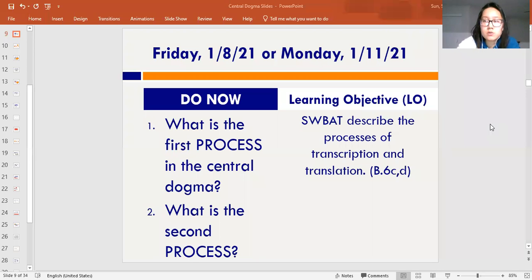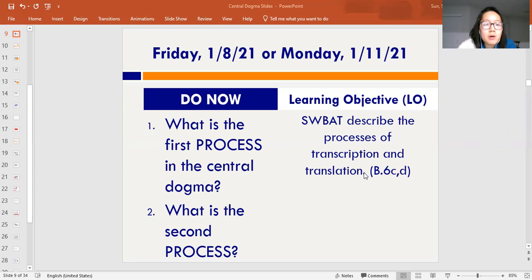All right, so moving on to the details of the central dogma, we're going to talk specifically and be able to describe the processes of transcription and translation today. So I'm going to have two separate videos on this worksheet, and you're going to do one on transcription, answer a couple questions on the Google form, and then you're going to do translation.